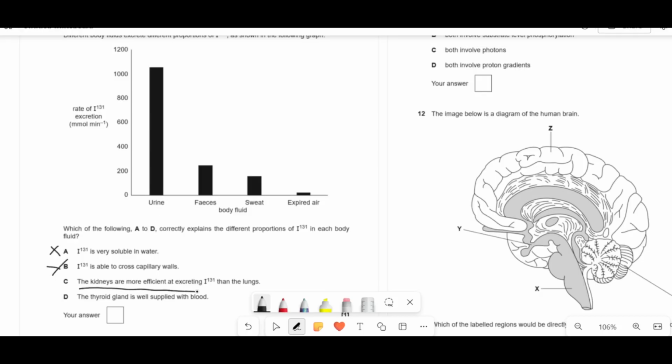The kidneys are more efficient excreting the iodine 131 than the lungs. Well, the lungs would be the air and the urine. That's looking like it's good so far. And the thyroid gland is well supplied with blood. That doesn't explain anything, because it all eventually ends up in one of these. So it's got to be C.